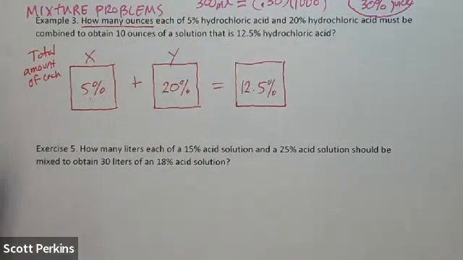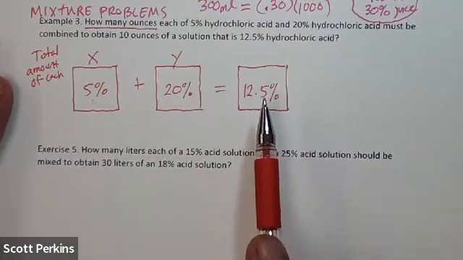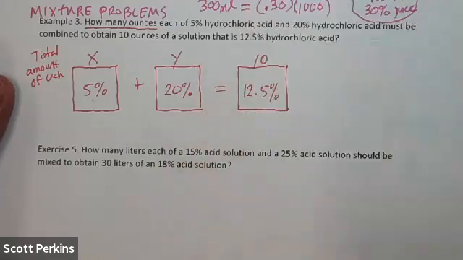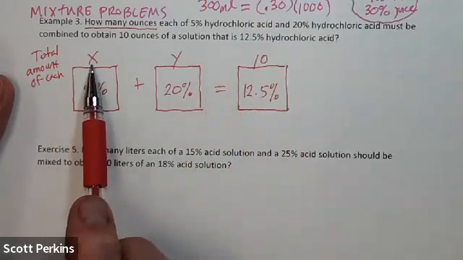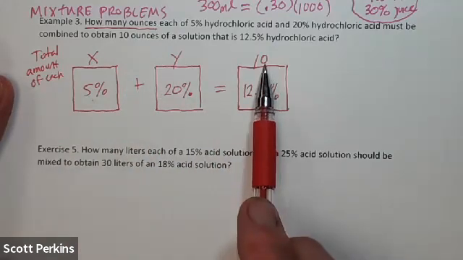As we look to the end of the problem, am I told how much 12.5% I want to have? Yes, I want to have 10. I want the amount of the first acid plus the amount of the second acid. When I combine those two things together, I want the total amount to be 10 ounces. Okay, that's what I want my result to be.